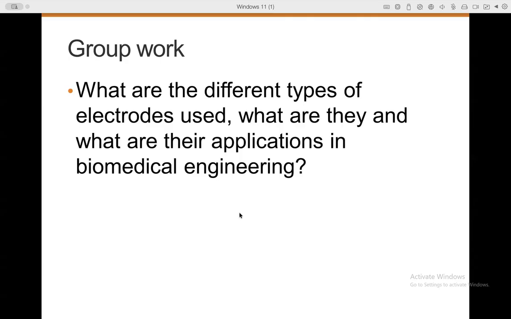Next group. We looked at the fabric dry electrode. So these are flexible wearable sensors that are made from conductive textile material, and they can measure bioelectrical signals, ECG, EMG. Good.